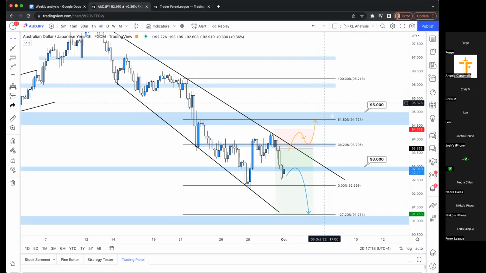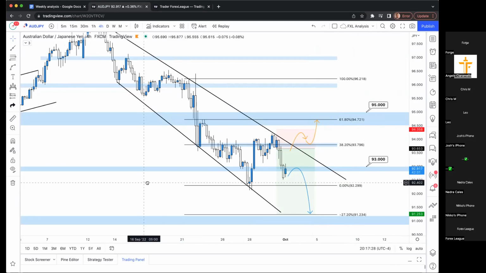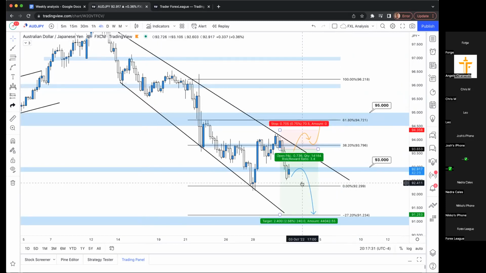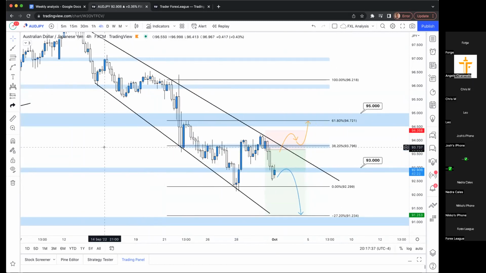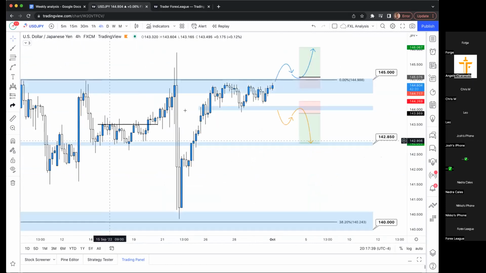If we clear above this and start seeing strong characteristics of a bullish trend, higher highs, higher lows, really confident in higher lows, then I would switch my bias and be confident in longing AJ. But for now, everything here says it's pretty much bearish. It has to prove a lot to change my decision. So yeah, that's AJ, not bad. Let's move over to UJ.